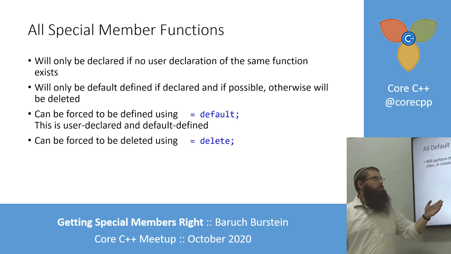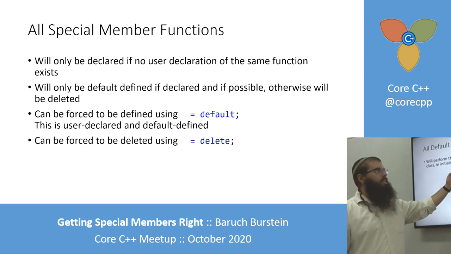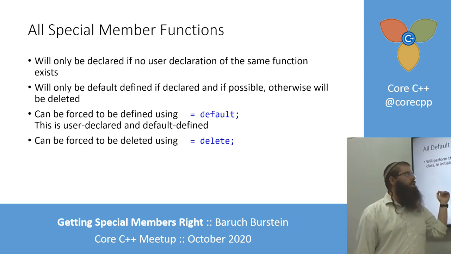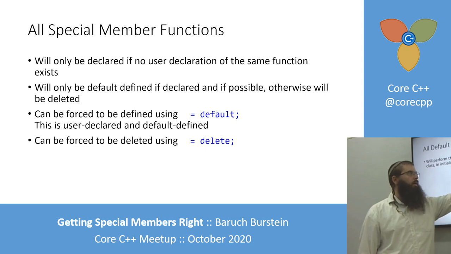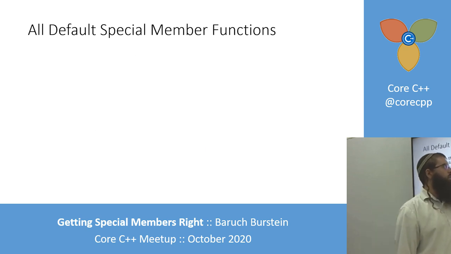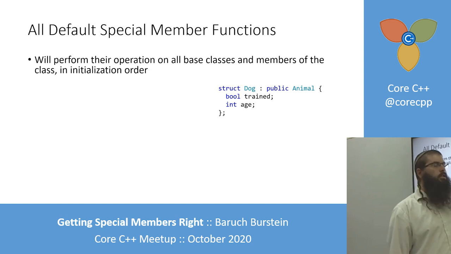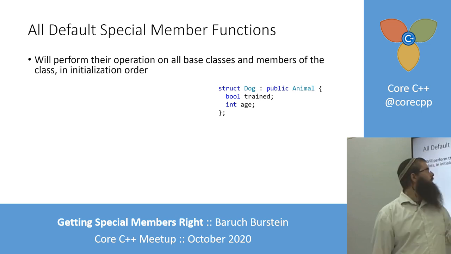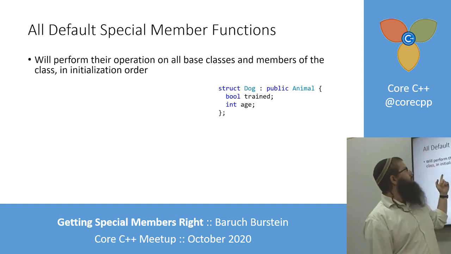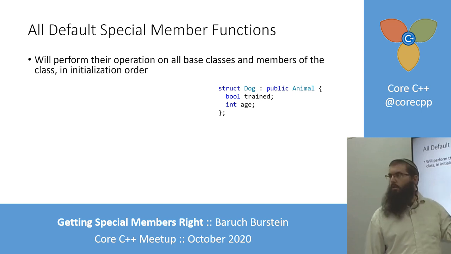And of course, in cases where it is being defined by the compiler and I want it to not be, I can do equals delete just like any other function. Also, the special member functions, what do they actually do? What does their function body look like? They will perform their operation, whether it's default construction, move construction, copy, assignment, or destruction, on all the base classes and all the members of the class in initialization order.